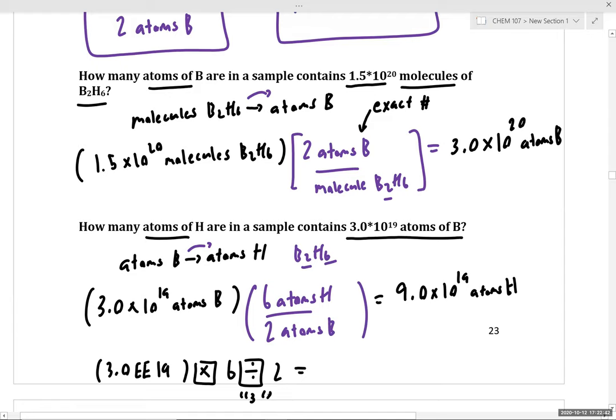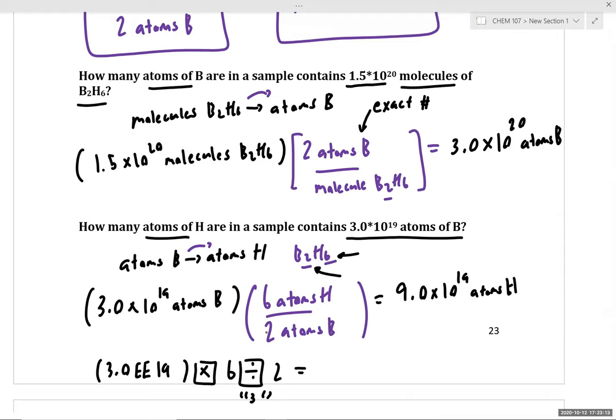And where do we get the 6 over 2 from the problem? So the 6 over 2, which is our atom-to-atom ratio, is obtained from our formula. If we look at our atoms of hydrogen, how many hydrogen atoms do we have? 6. Yep. And how many boron atoms do we have? 2. So we have 6 over 2. Okay, so that's just a general formula that we use when we're using atoms?